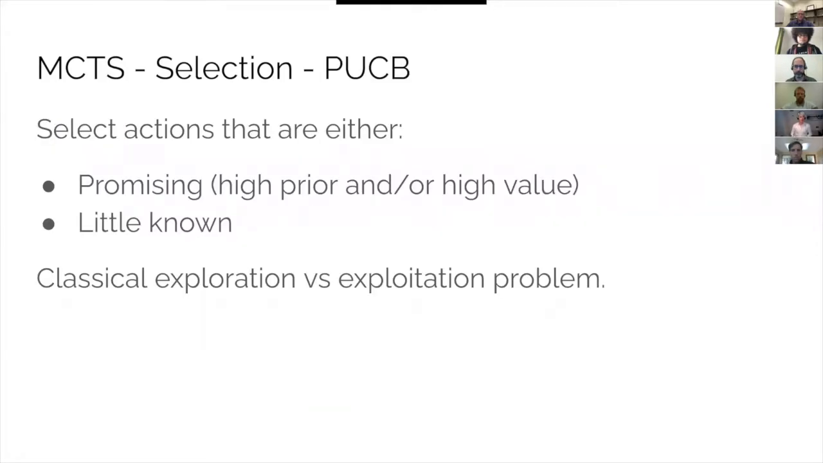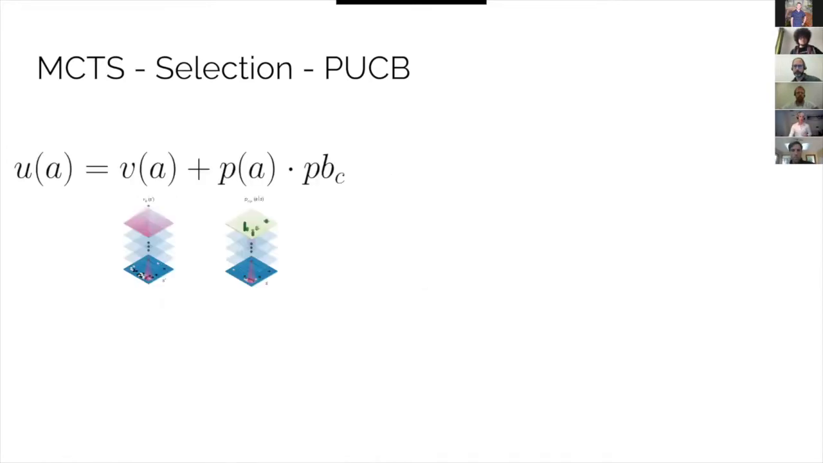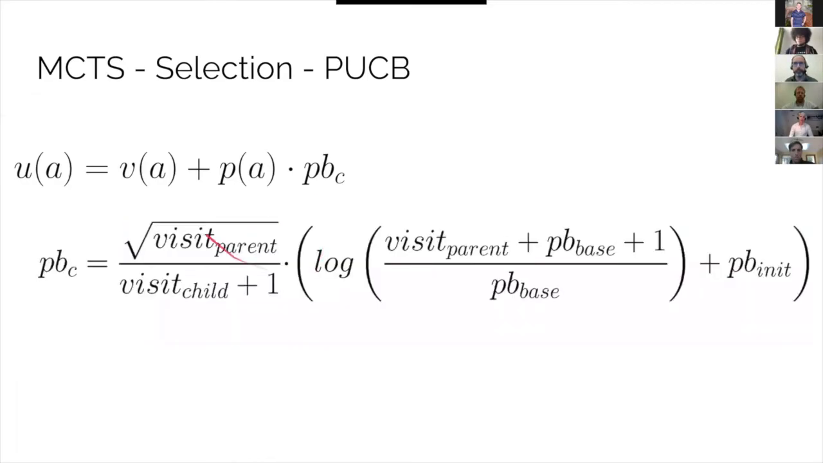And of course, how do we do this? We have a selection formula, in our case, based on PUCB, where we want to select actions that are both promising on the one hand, but also we might want to explore parts of the state space that we have not seen before. So we have a very classical exploration and exploitation trade-off. And the PUCB formula allows us to combine our two network estimates. On the one hand, we have the aggregated value information. And on the other hand, we have the initial prior over how good an action might be. And we can scale these by a UCB constant.